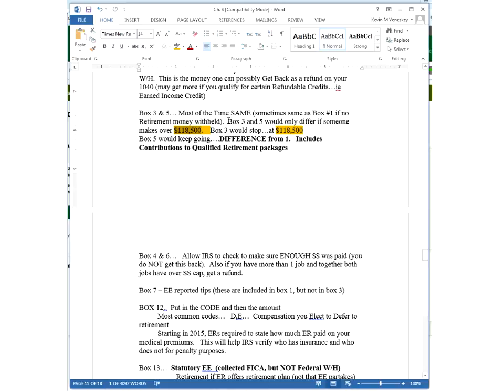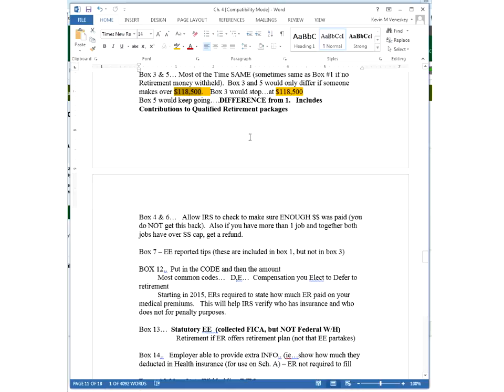So thus, it is possible that you could have a different amount for boxes 1, 3, and 5. That's if you made over $118,500 and you had retirement money withheld, as an example. Boxes 1, 3, and 5 could all be different numbers.